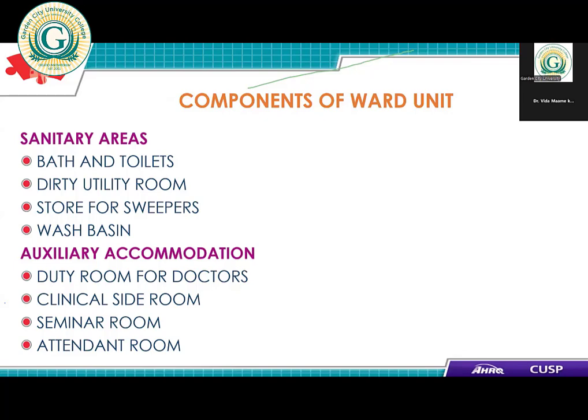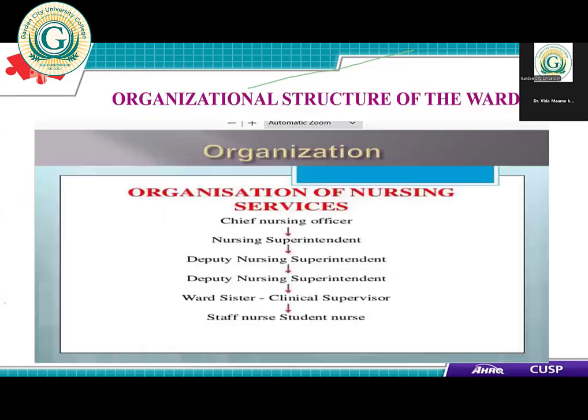So that is organization. When you go to the ward, you have organizational structure. So this is the organizational structure of the ward, the organogram. In the first semester, we did the organizational structure. So with the organization of the nursing service, you have chief nursing officer, nursing superintendent, deputy nursing superintendent, ward sister, clinical supervisor, staff nurse, student nurse. It depends on the hospital, but basically these are the structures that we have.